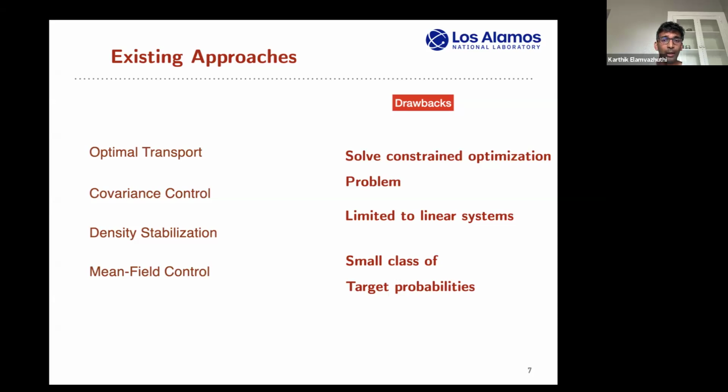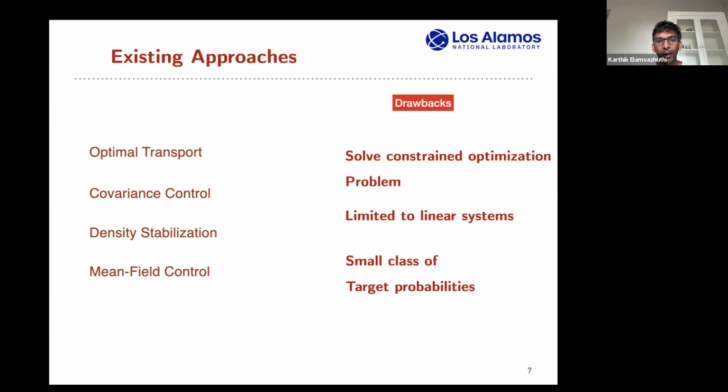Of course, this has certain drawbacks in that you have to solve a constrained optimization problem. And though the continuity equation is a linear equation, it's still an infinite dimensional equation because it's a PDE, a partial differential equation. So it can be computationally hard to solve. It's similar to how you can solve an optimal control problem by solving the Hamilton-Jacobi-Bellman equation, but you've increased the dimension of the problem. So you still have some curse of dimensionality, though the curse of nonlinearity has gone.